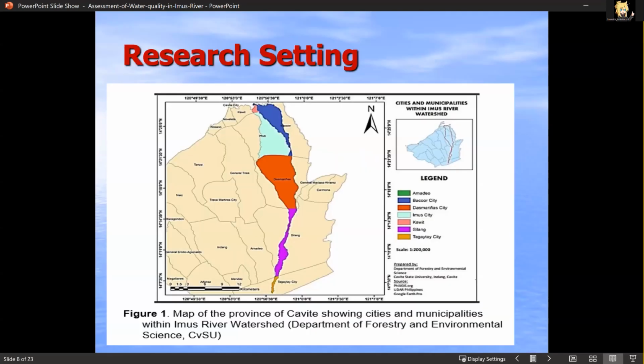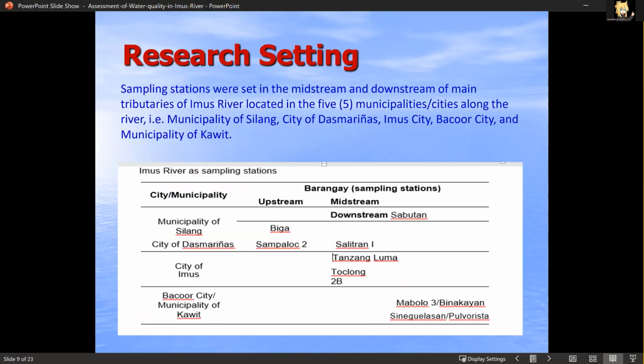As you can see in the map, this is the map of the province of Cavite showing the cities and municipalities within the Imus River watershed, based on the Department of Forestry and Environmental Science, prepared prior to our testing. Sampling stations were set in the midstream and downstream of the main tributaries of the Imus River, located in the five municipalities along the river.